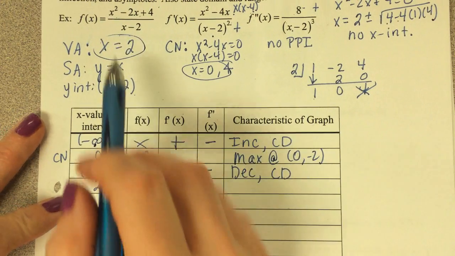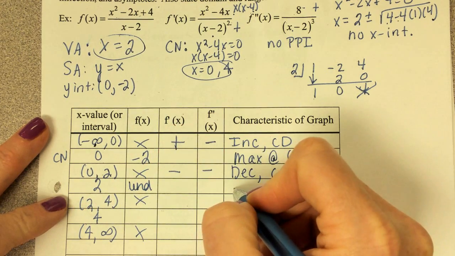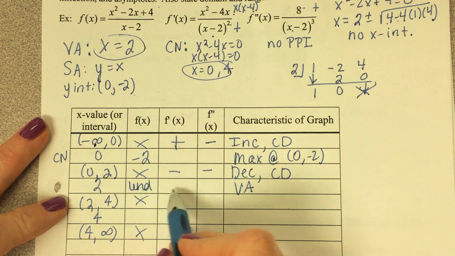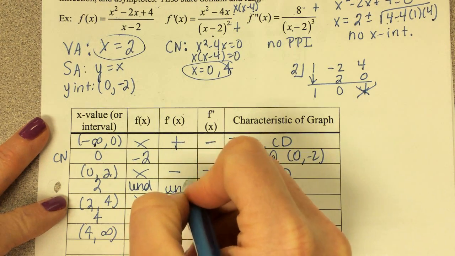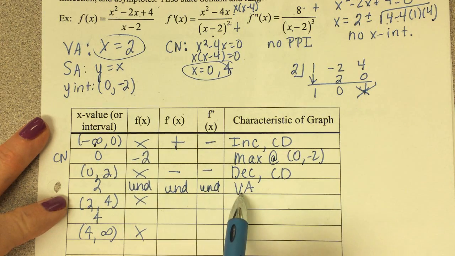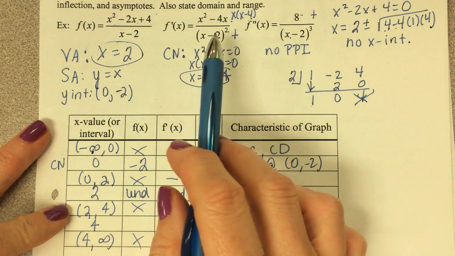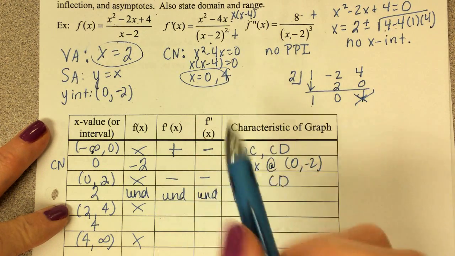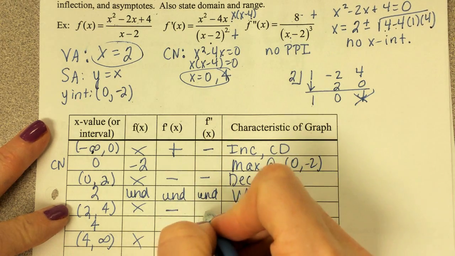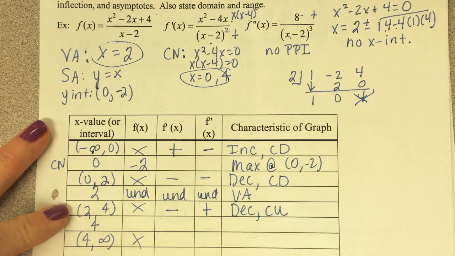Okay, plugging 2 back into the original, that's undefined. And what do we already know about it? Vertical asymptote. Remember, if you see undefined here, here, and here, it has to be a vertical asymptote. Anytime it makes the original undefined, it's a vertical asymptote. Plugging 3 into our first derivative, that's a positive times a negative. That's a negative. 3 over here is a positive. So we're going to be decreasing and concave up.